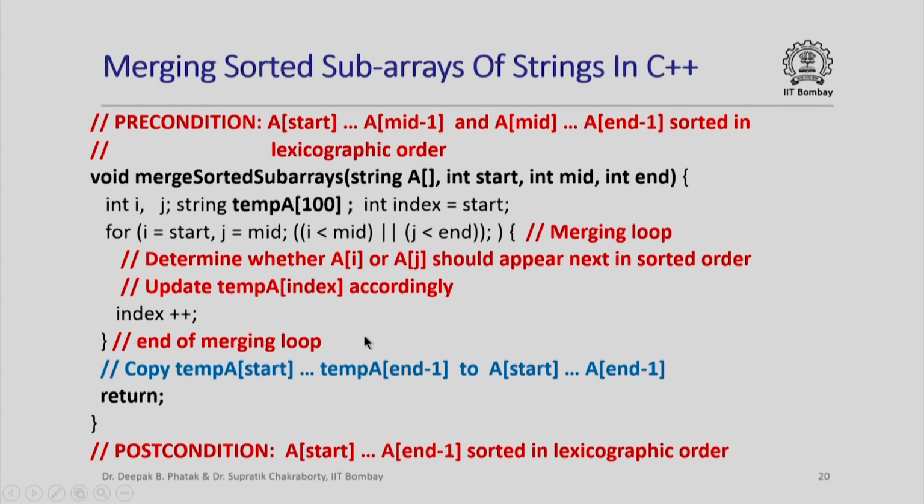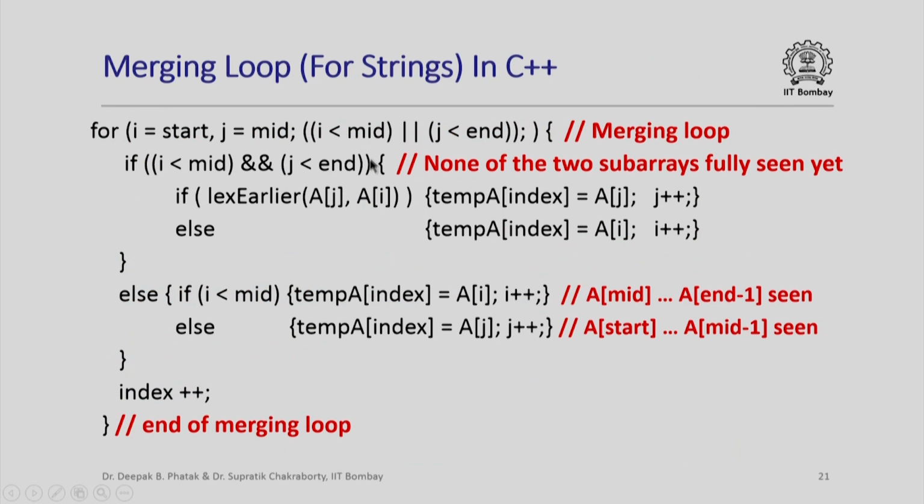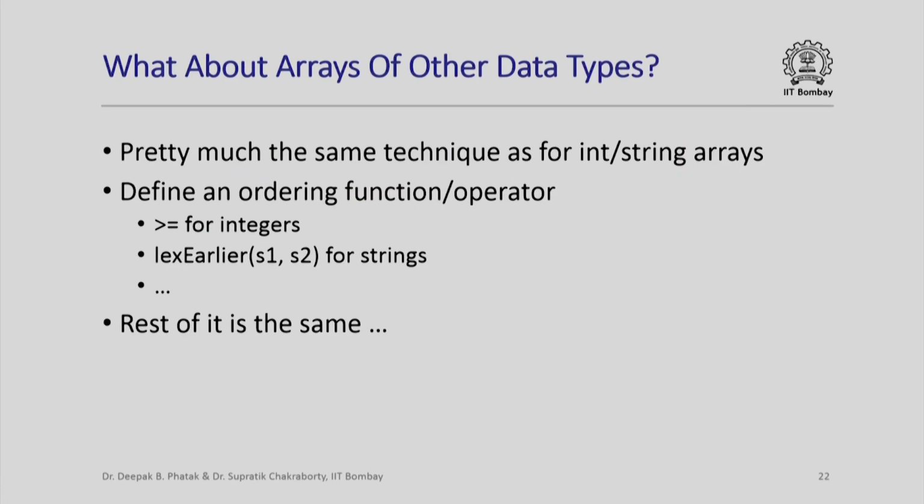Now, if I were to do merge sort for strings, how would things look? Well, it would be pretty much the same, except that now these two subarrays would be lexicographically sorted. I would have to pass an array of strings as an input parameter to merge sorted subarrays. I would have to have this temporary array of strings. Earlier we had a temporary array of integers, and then at the end of it we want the entire array between indices start and n-1 to be lexicographically sorted. The merging loop would be almost the same as what we saw earlier, except that we have to use this lex earlier function over here.